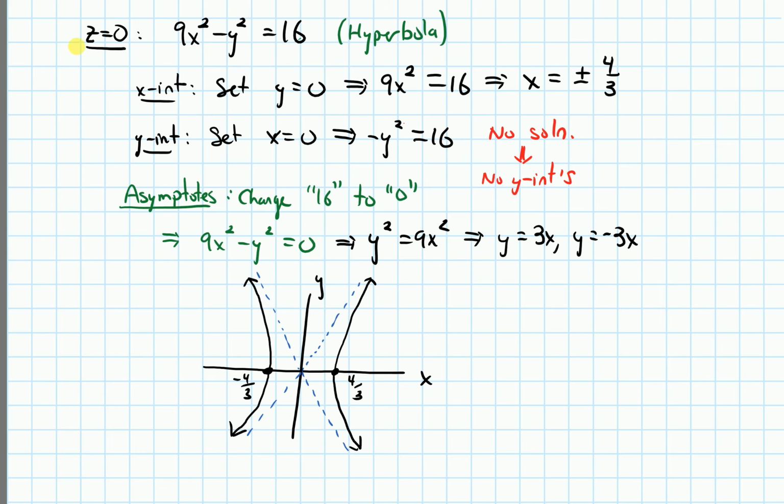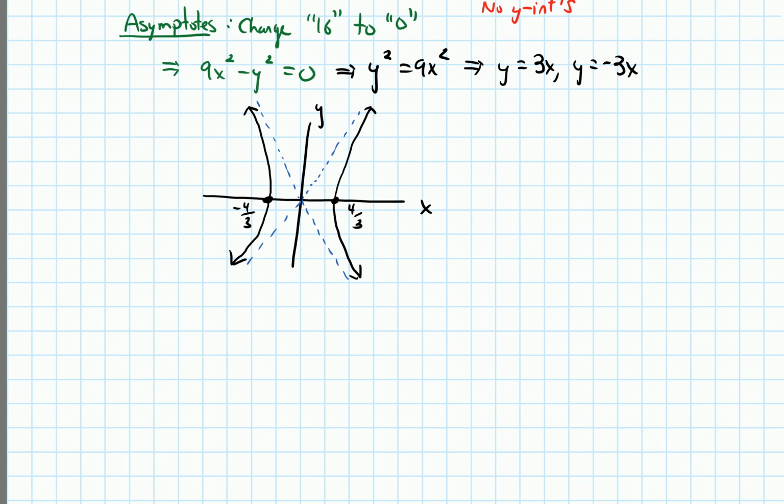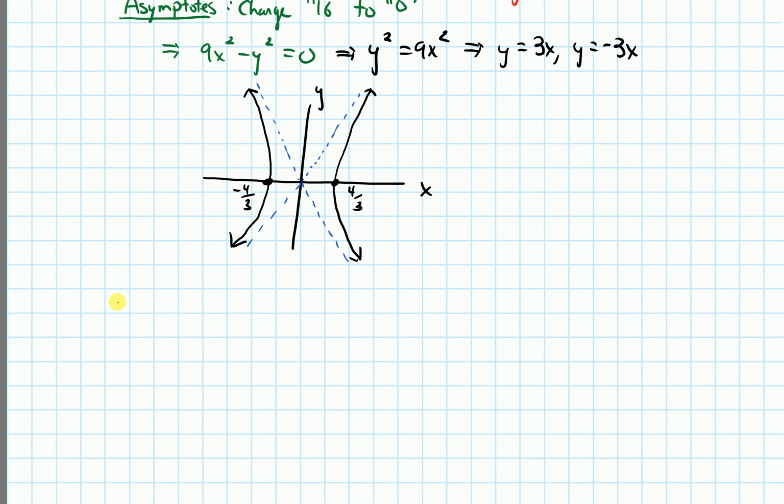All right, so let's also find the cross-sections when x equals 0 and y equals 0. So x equals 0. If we plug x equals 0 into our original equation, we end up getting negative y squared plus z squared equals 16. And this is another hyperbola.